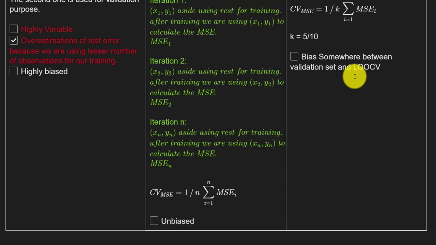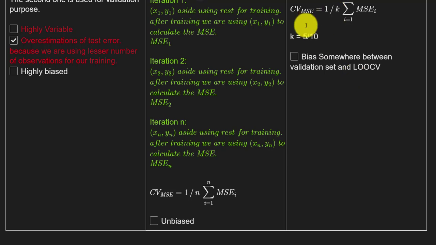Variance means, suppose we are training a machine learning model with a data set, right? Now if I just change the data set, and if there is any very extensive change in the output or the prediction of that machine learning model, we said that particular model is a highly variant model, right?